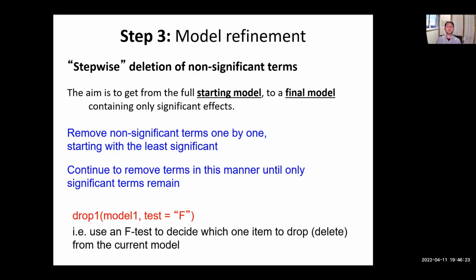And the way we do this is we do a drop one. So this is the backwards stepwise deletion. And because we're using a Gaussian model, so we're using continuous data, we have test equals F. If you were to use count data or binomial data, you'd have test equals chi. So that's what's important in that part of the code.